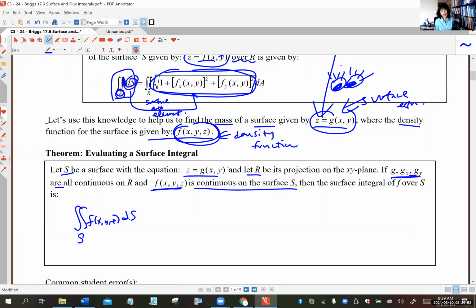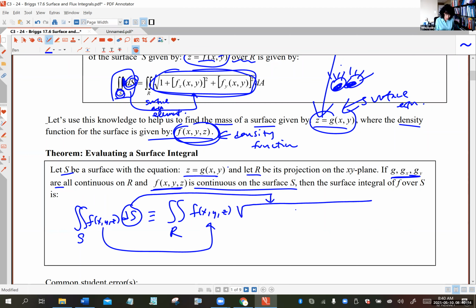Now, I don't know how to integrate that. You have to know how to turn it into a regular double integral. To turn it into a regular double integral, you do it like this. You integrate over the region R, which is the projection of the surface onto the xy plane. f(x,y,z), you just copy it down. And then the dS, which is still that surface area element, looks like the square root of 1 plus the partial of little g with respect to x squared plus the partial of little g with respect to y squared, dA.